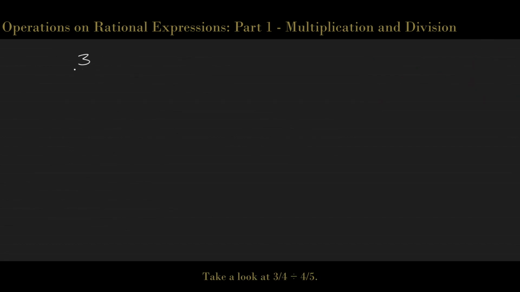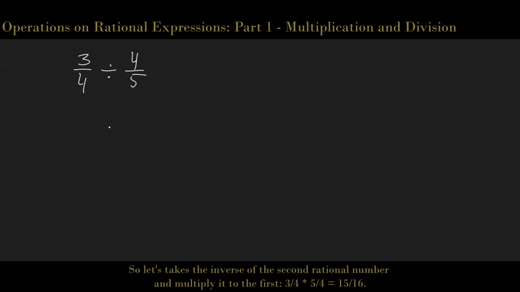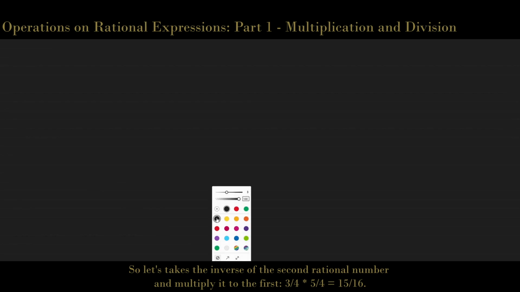Take a look at 3/4 divided by 4/5. To divide these two rational numbers, we take the inverse of one and multiply it to the other. So let's take the inverse of the second rational number and multiply it to the first. 3/4 times 5/4, which equals 15/16.